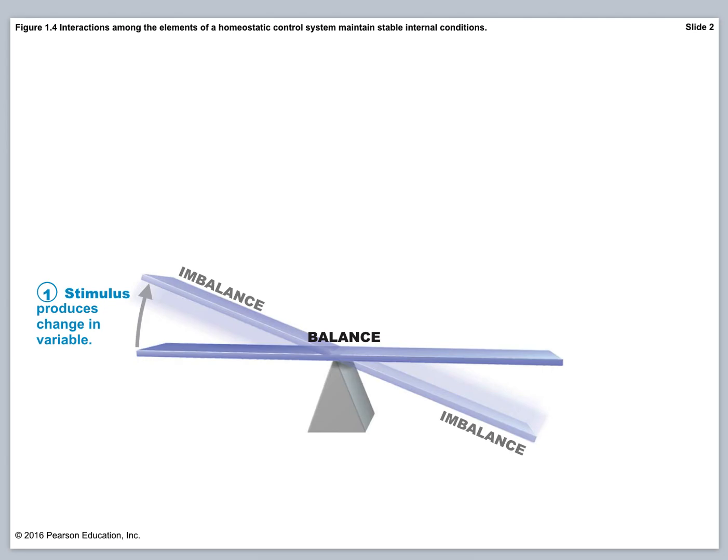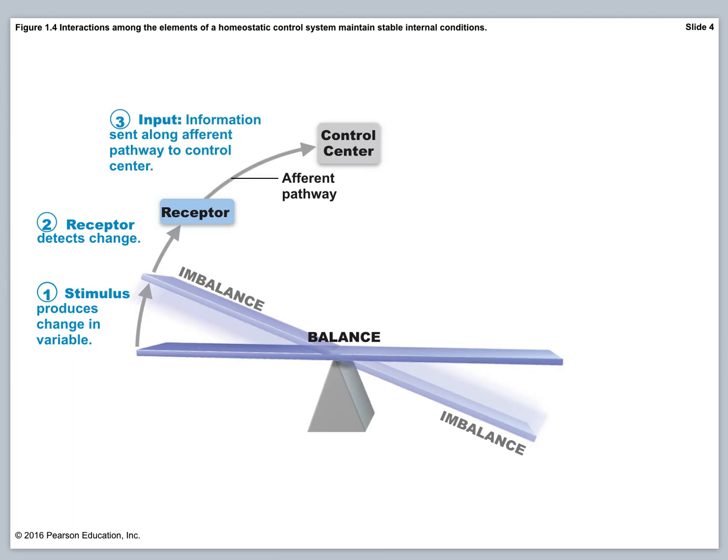Here's an example in cartoon form of what homeostasis is. Say there's some stimulus that produces a change in a variable. That could be blood temperature, or it could be the concentration of sodium in the blood, whatever that parameter would be. There are many different parameters. But the stimulus produces a change in the variable. That's detected by a receptor. That receptor sends information to a control center, usually through nerves, although it could be through a connection to the endocrine system.